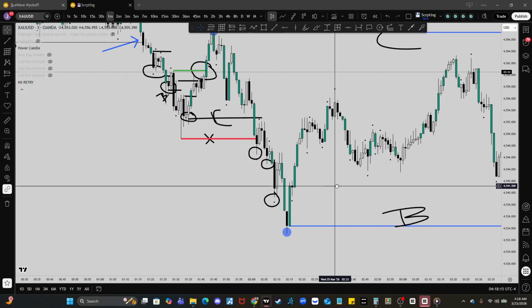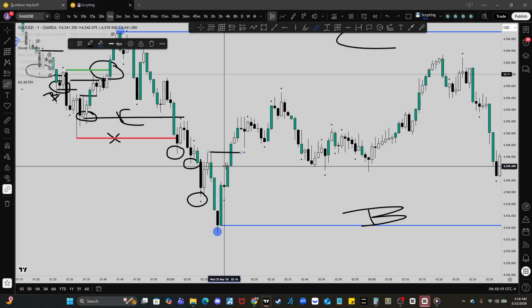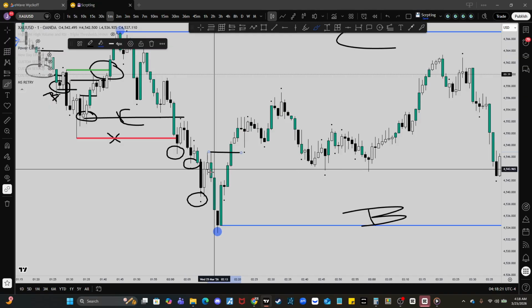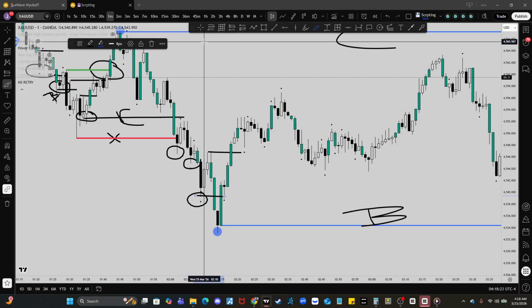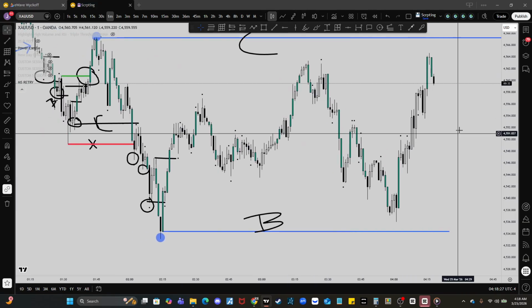So even right here, this looks close, but this isn't quite there. This is probably a break of structure in situations on a lower time frame, but not on this time frame. We're on a 1 minute here. So right now we're in a waiting pattern.